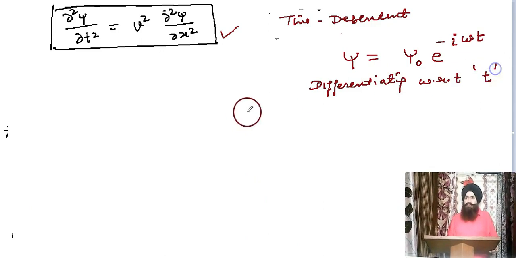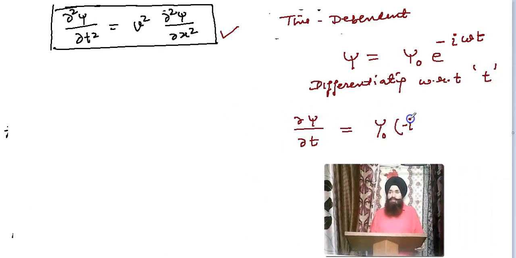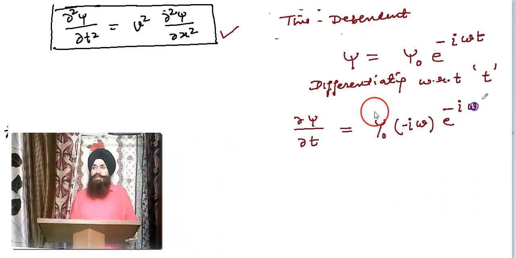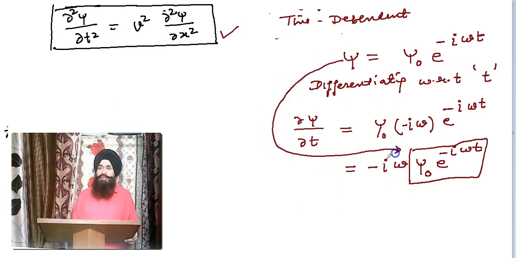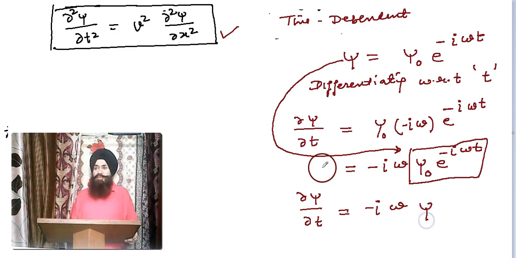Now differentiating with respect to t, ∂ψ/∂t equals, when we differentiate the term which is with time, it comes in multiplication. Now this is minus iω ψ₀ e raised to power minus iωt. Now look, ψ₀ e raised to power minus iωt is nothing but ψ. So substituting it here, the equation becomes ∂ψ/∂t is minus iωψ.